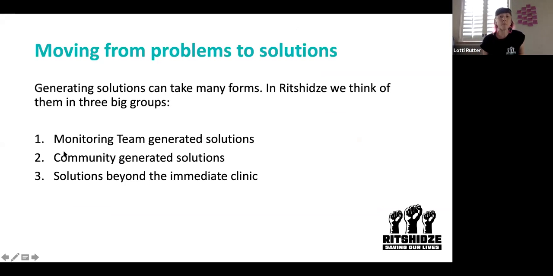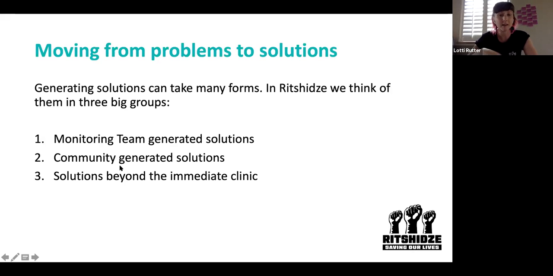So in terms of the problems to solutions, we take different forms of thinking about this in the Richardson model. There's solutions that we can think about as team members who are monitoring the facilities, of what solutions can fix some of the challenges that we're seeing. We can think about what are the short, the medium and the long-term solutions, and what are the most important things to fix at that stage. Then there's an area of solution generation where you might not find the solution as a member of the community monitoring team. Maybe you need to engage with community to find out what those solutions could be.